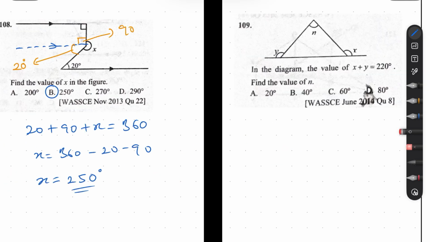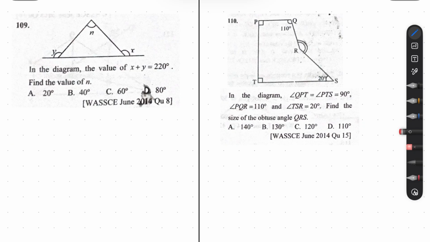Okay, cool. Let's move on to question number 109. The question says we should find the value of n. So we're looking for this angle, right? But we've been given that x plus y is equal to 220. Cool. So to find the value of n, we need to find these two angles first.